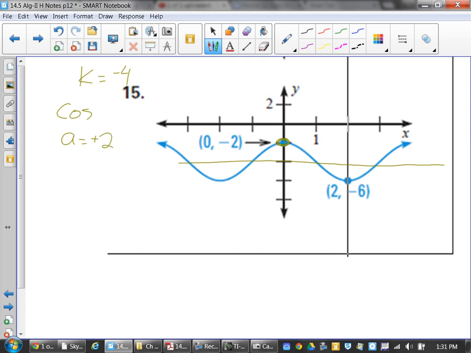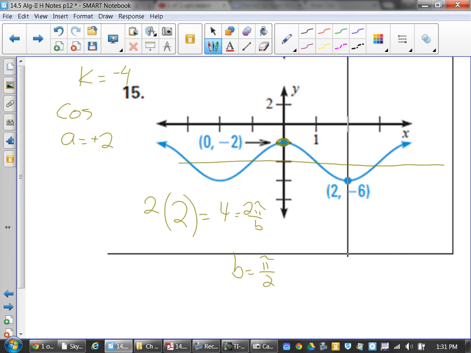Now we just figure out our b value. We're going to find half the period and double. And half the period is the horizontal distance between your maximum and minimum. How far is it from 0 to 2? 2. So half of our period is 2. I double it to get our period. Our period value is 4. I set that equal to 2 pi over b. What's b? Pi over 2. Very good. b is pi over 2 in this case.